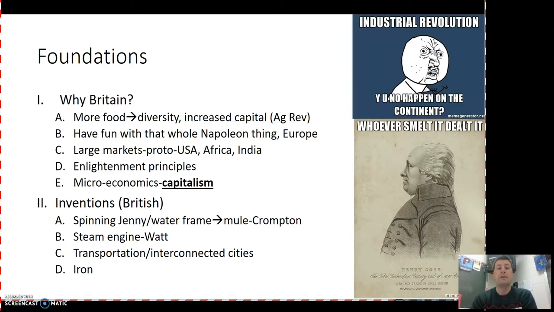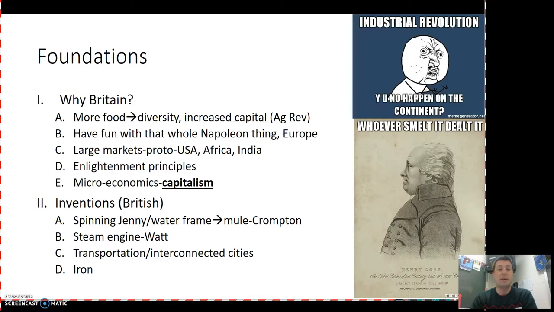Another reason that the Industrial Revolution is going to happen in Britain versus other places, at least at first, is we have Napoleon trying to create this enormous French empire. And as a result of that, Europe is in the midst of all of these different wars up through 1815, whereas Britain is able to have a very stable government.